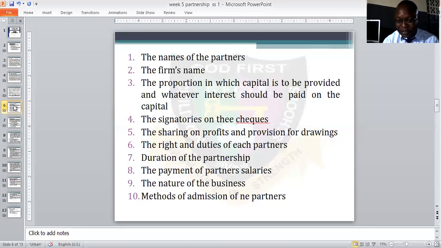Payment of partner salaries. Because we have different types of partners, when we get to week 6, we will discuss that. Some partners may be more active than others, so the nature of the business must be there. Method of admission of a new partner must also be stated there.